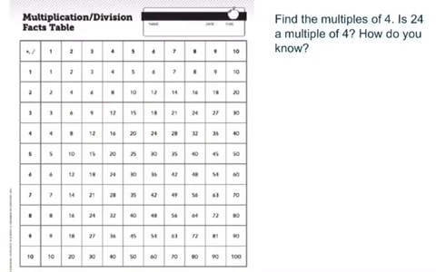So now let's look at the multiples of 4. Is 24 a multiple of 4? How do you know? Do that same work right now, and when you have that set, then you can come on back.